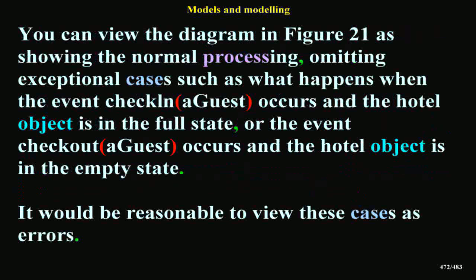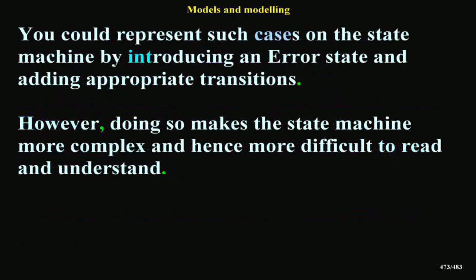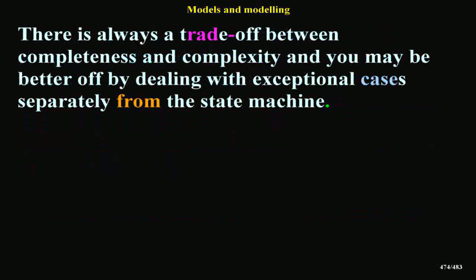You can view the diagram in Figure 21 as showing the normal processing, omitting exceptional cases such as what happens when the event check in a guest occurs and the hotel object is in the full state, or the event check out a guest occurs and the hotel object is in the empty state. It would be reasonable to view these cases as errors. You could represent such cases on the state machine by introducing an error state and adding appropriate transitions. However, doing so makes the state machine more complex and hence more difficult to read and understand. There is always a trade-off between completeness and complexity, and you may be better off by dealing with exceptional cases separately from the state machine.